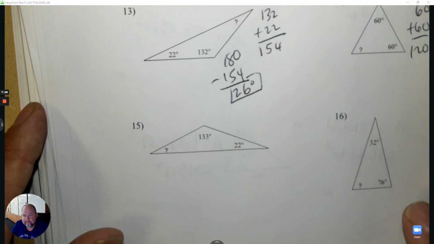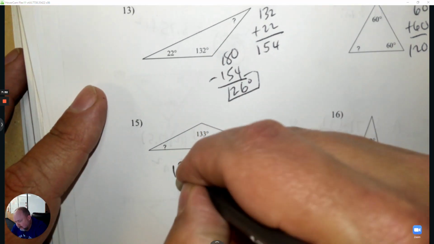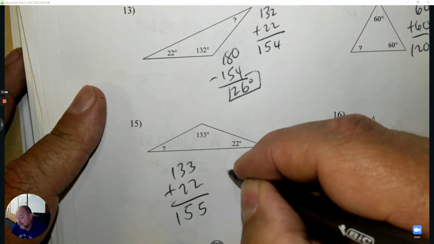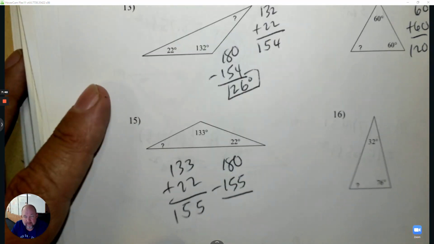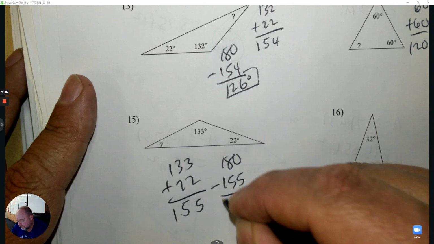15. I want to find this missing angle. What do I do? Add the two you see. That's 133 plus 22. Then subtract that from 180, and what's left over is the answer you need. What is that? 25.